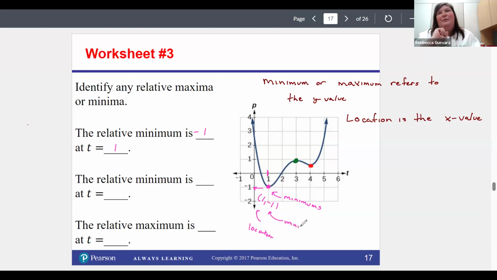And then this is your minimum value. This third point, that's going to be a maximum, so we're going to put it down here, but that one is an ordered pair at (3, 1). So the first part is the location, so it occurs at 3, but that relative maximum is 1. And my last one here occurs at 4 and maybe 1/2. So the location is 4, and the value of that minimum is that y value, 1/2.